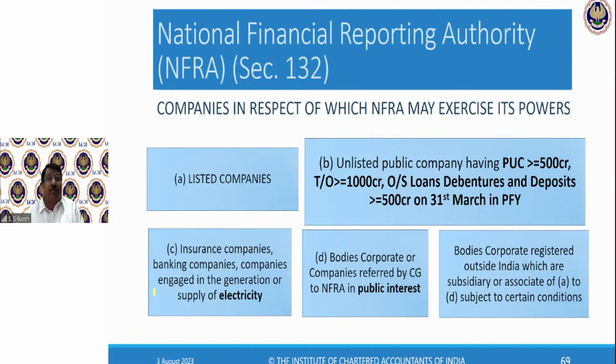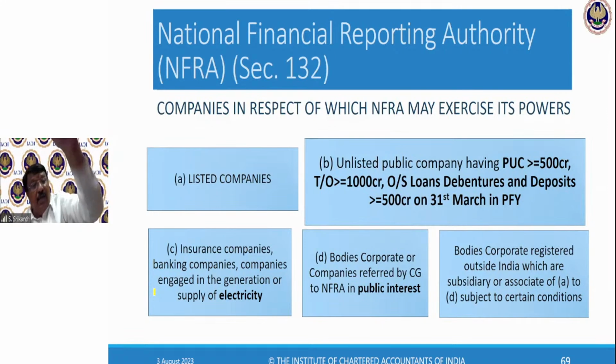Okay, now, very important, companies in respect of which NFRA may exercise its powers. So in case you are auditing these companies, then you will come under the NFRA net. Listed companies. Unlisted company having paid up capital greater than or equal to 500 crore, or turnover of 1000 crore. 1000 crore is the magic number. Outstanding loans, debentures and deposits greater than or equal to 500 crore on 31st March in any previous financial year.